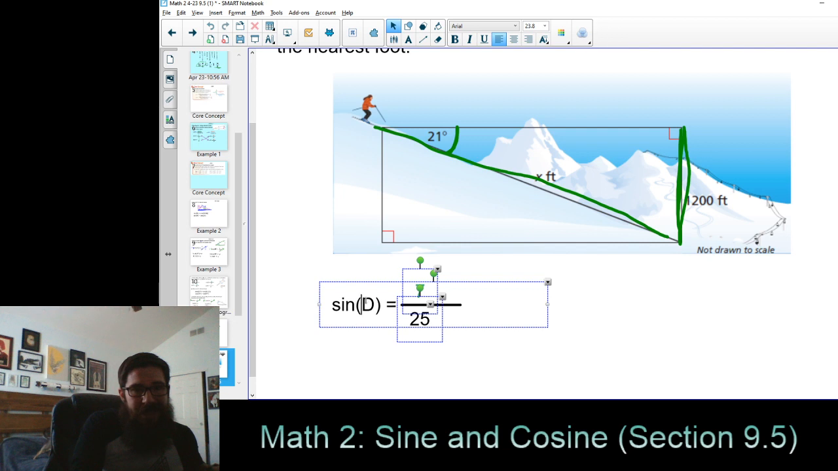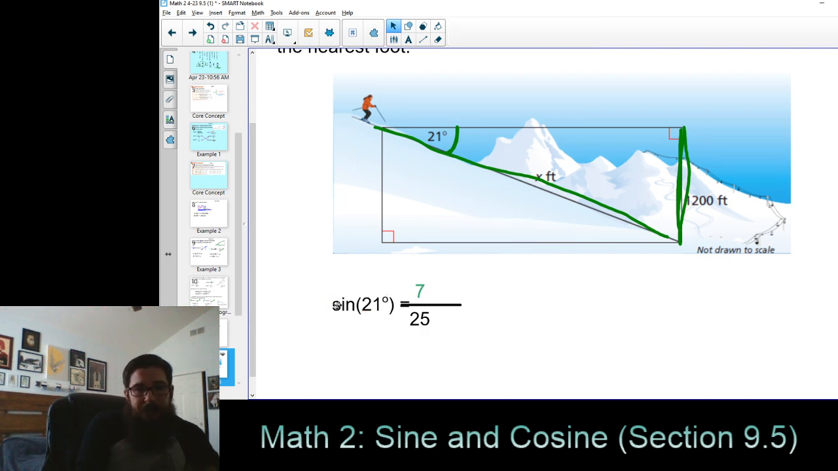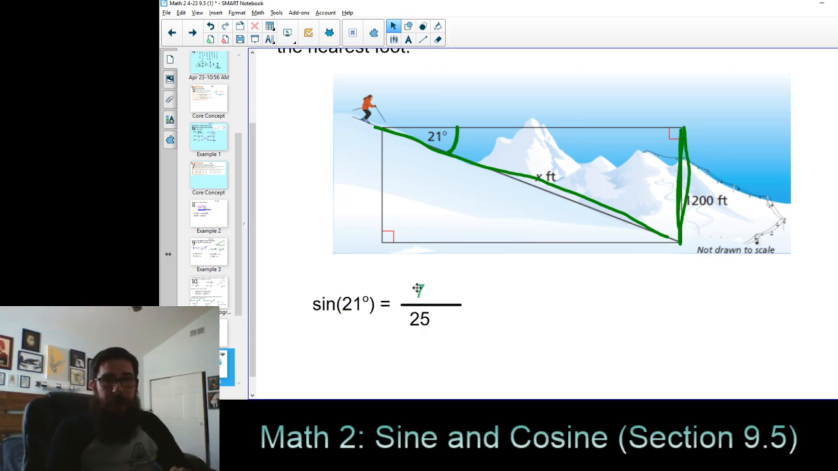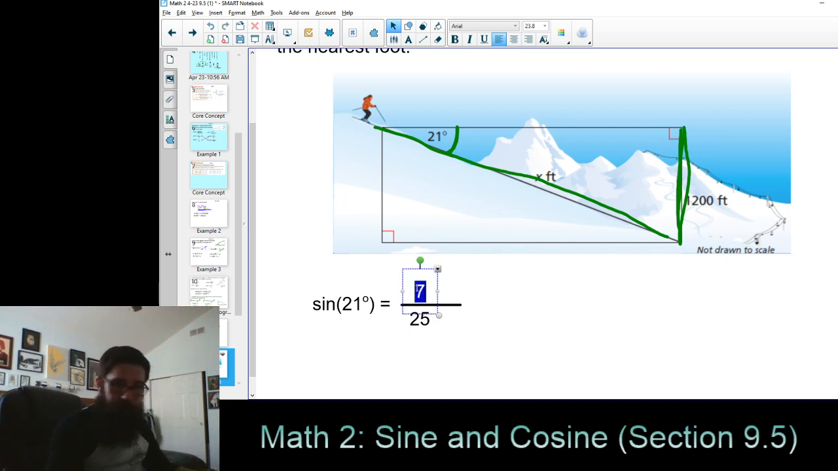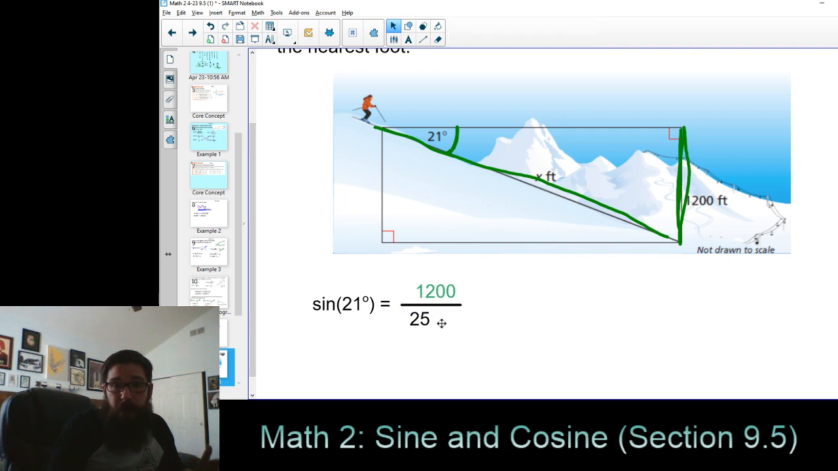So, sine of 21 degrees, as we've already determined, is going to equal the opposite side divided by the hypotenuse. My opposite side is 1,200 feet. The hypotenuse we don't know. It's x. We're asking you to use this to solve for it.